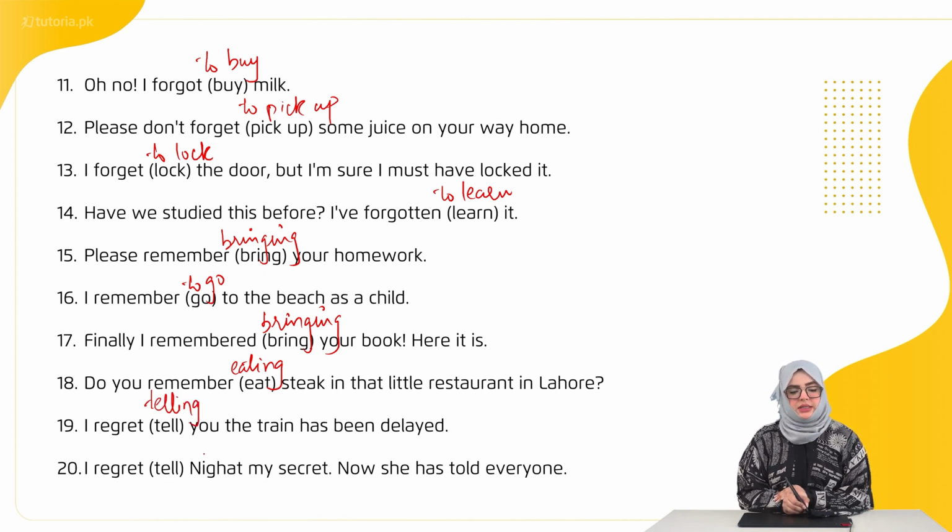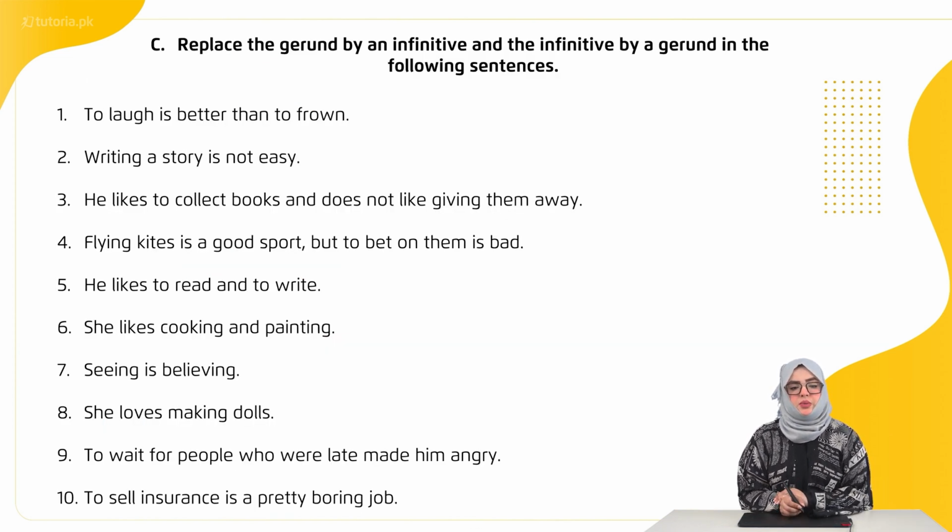20th is I regret tell Nigat my secret. Now she has told everyone. I regret to tell Nigat my secret. Now she has told everyone. So the next exercise is replace the gerund by an infinitive and the infinitive by a gerund in the following sentences. To laugh is better than to frown.